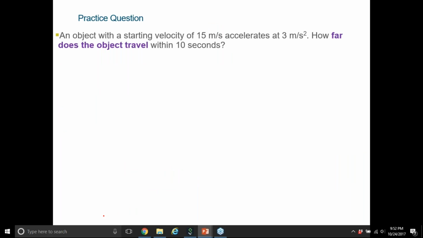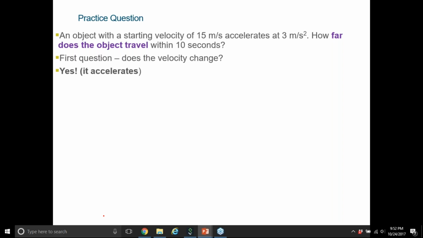Next practice question. An object starting with a velocity of 15 meters per second accelerates at a rate of 3 meters per second squared. How far does the object travel within 10 seconds? So first we need to figure out what formula we're using. First question, does the velocity change? Yes. It tells us that it accelerates at 3 meters per second squared. That's a change in velocity. So we can't use that very first formula.